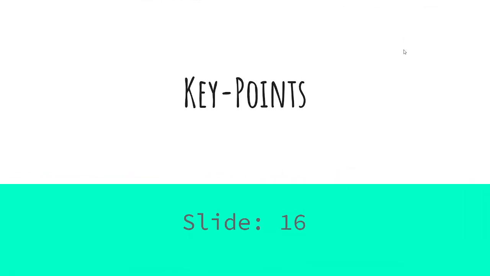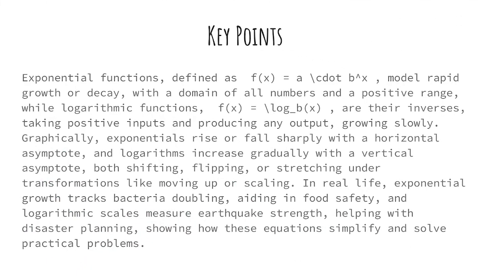Let's go over some key points. Exponential functions are defined as f(x) = a·b^x. They model rapid growth or decay with a domain of all real numbers and a positive range, while logarithmic functions, f(x) = log_b(x), are their inverses. They take positive inputs, they produce any output, and they grow slowly. Graphically, exponentials rise or fall sharply with a horizontal asymptote, and logarithms increase gradually with a vertical asymptote. They both shift, flip, or stretch under transformations, like moving up or scaling.